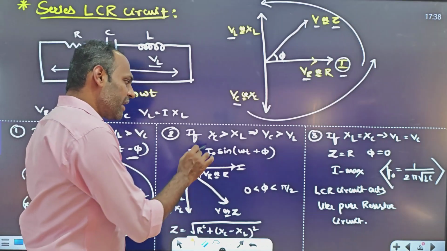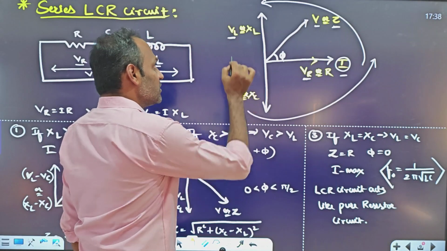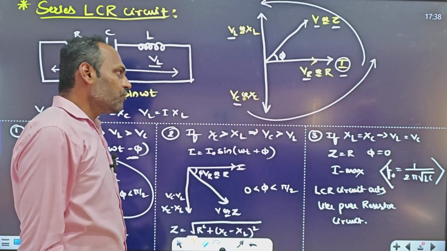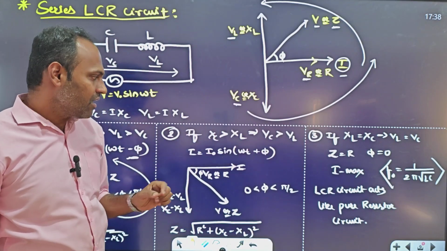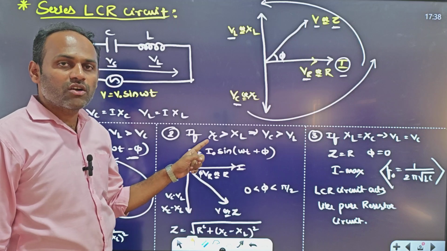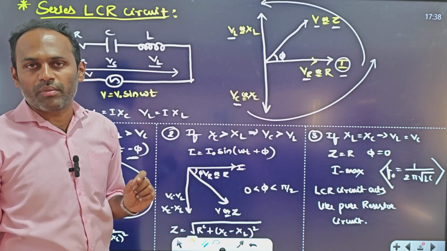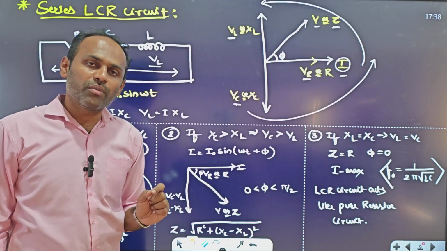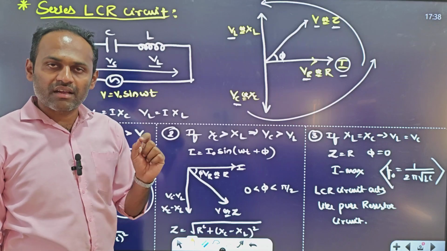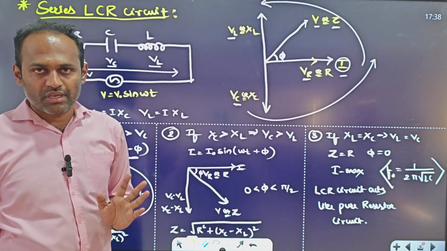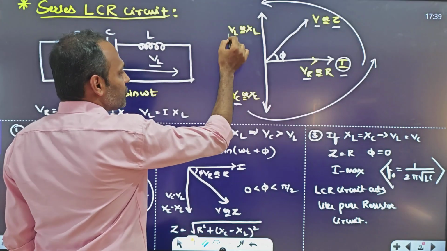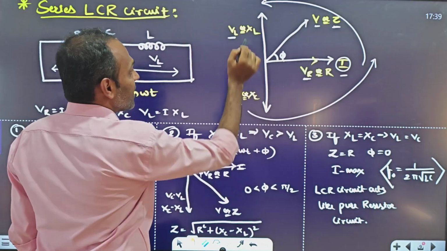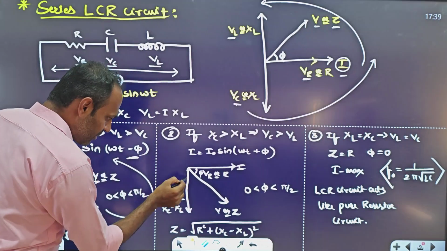Okay, now if XC is greater than XL, this was more and this was less, then VC will be greater than VL. And now it can be called as capacitor dominant circuit. In a capacitor dominant circuit, here current leads voltage. Current leads voltage, right? So the resultant will be VC minus VL or XC minus XL. And the resultant will be in this direction.